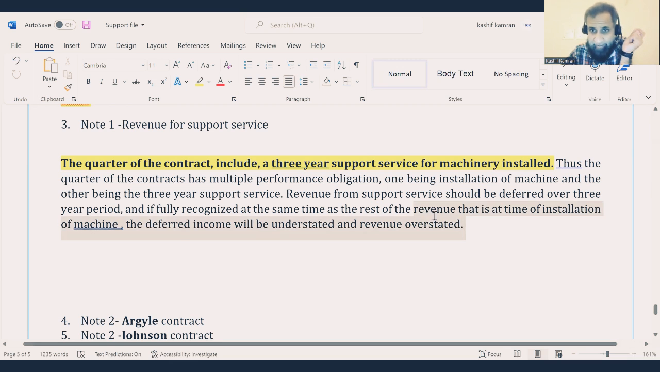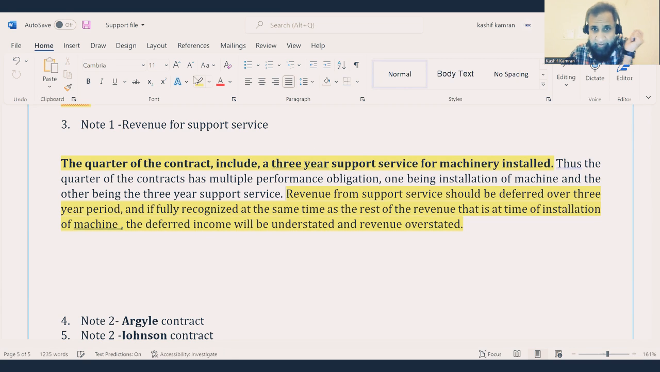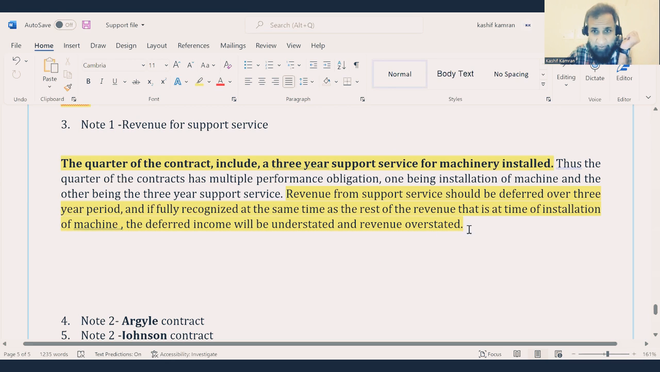Please read this line carefully. Revenue from the support service should be deferred over a 3-year period, and if fully recognized at the same time as the rest of the revenue, which is the time of installation, then the revenue will be overstated, right? And the deferred income will be understated. I hope you're all clear with it, right?